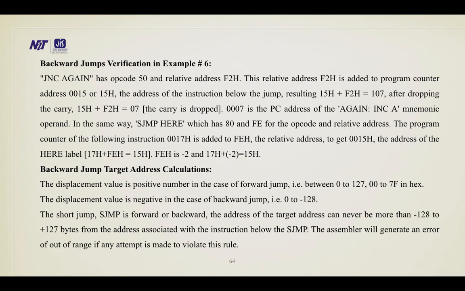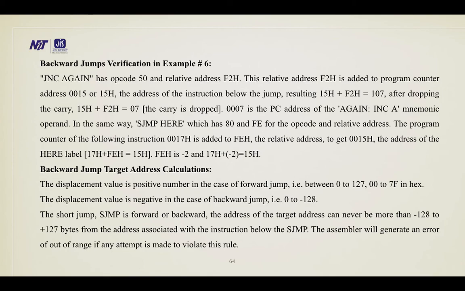Backward jump verification in example 66. JNC again has opcode 50 and relative address F2H. This relative address F2H is added to the program counter address 0015, the address of the instruction below the jump, resulting in 15H plus F2H equals 107. After dropping the carry, it is only 07. 0007 is the program counter address of the mnemonic and operand INC A.